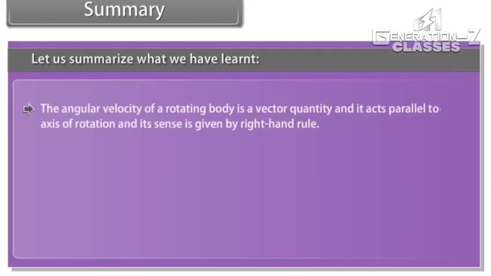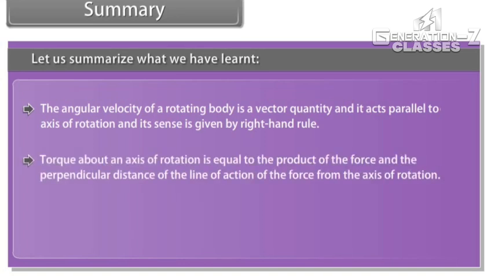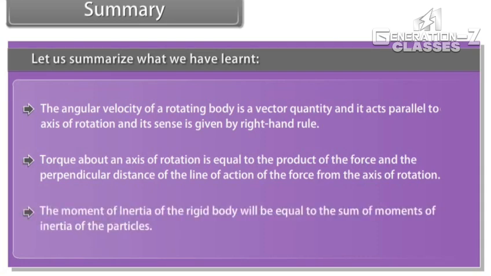The angular velocity of a rotating body is a vector quantity and it acts parallel to the axis of rotation, and its sense is given by the right-hand rule. Torque about an axis of rotation is equal to the product of the force and the perpendicular distance of the line of action of the force from the axis of rotation. The moment of inertia of the rigid body will be equal to the sum of the moments of inertia of the particles.